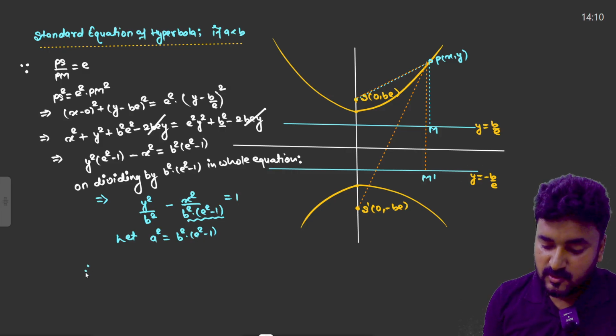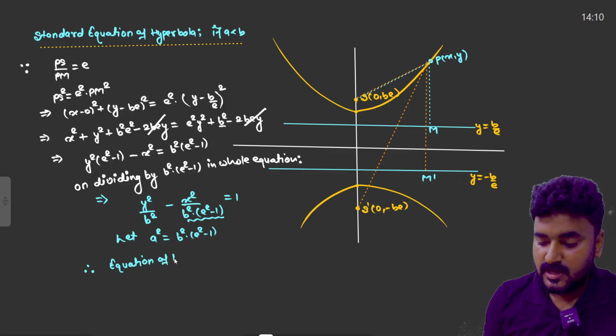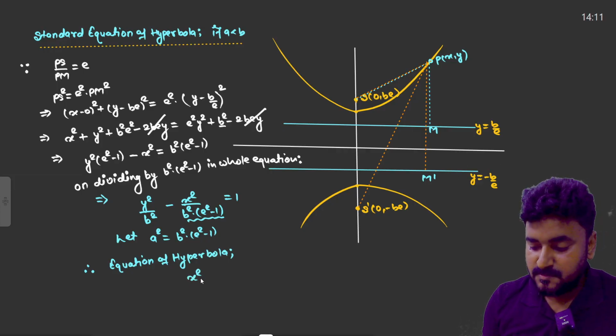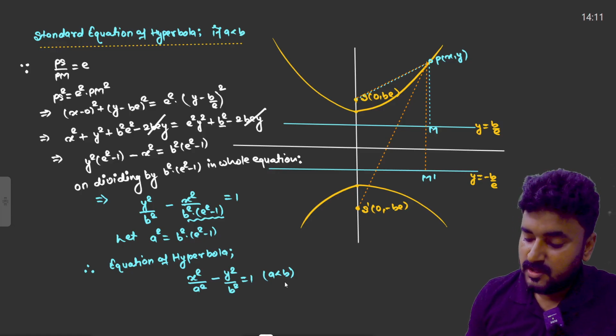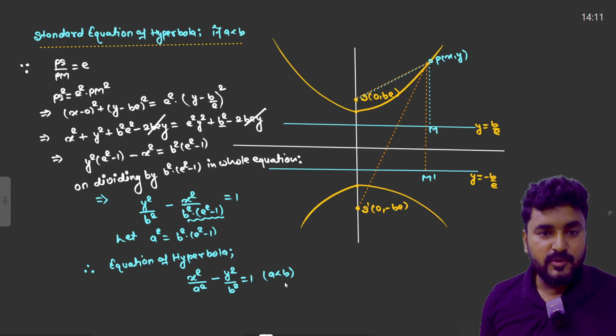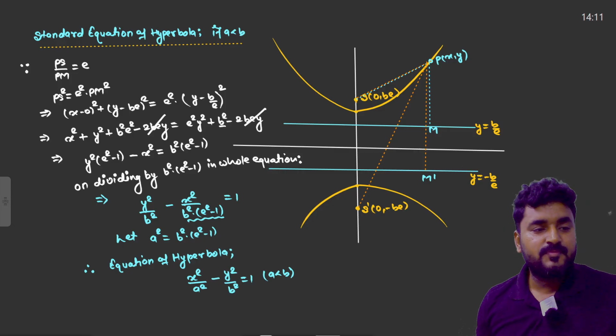So therefore I got the equation of the hyperbola as x square by a square minus y square by b square equals 1. But here, students, we should keep in mind that a is less than b. After this, we are going to find each term like the previous hyperbola.